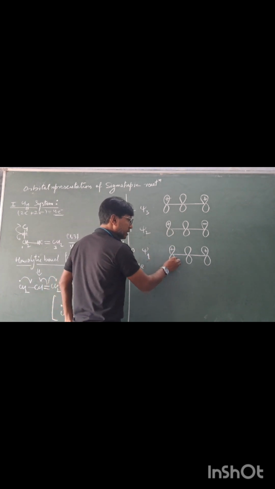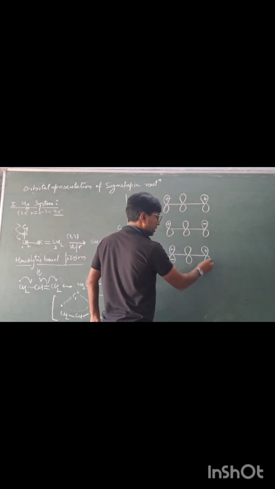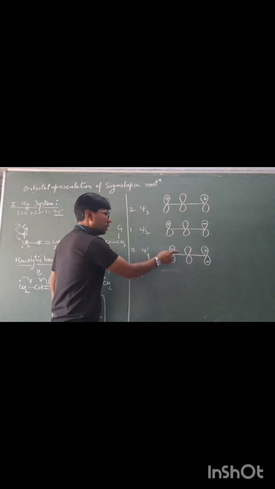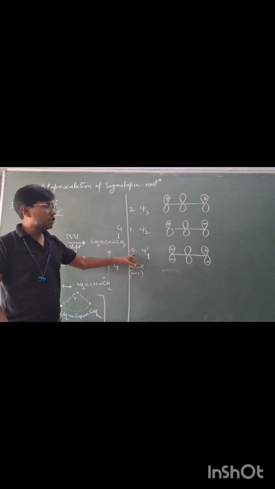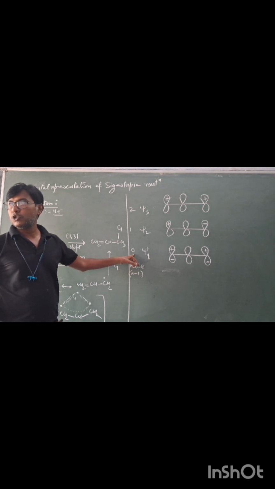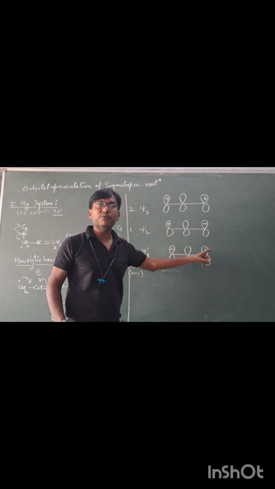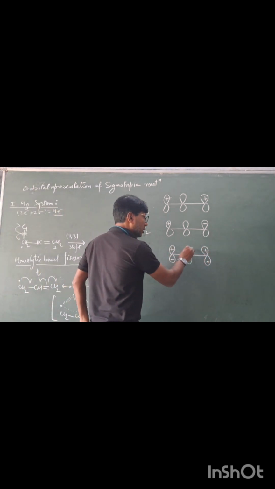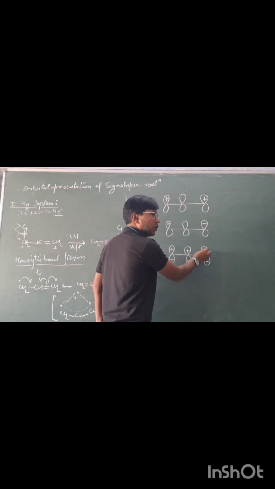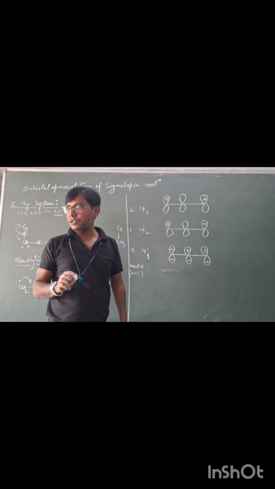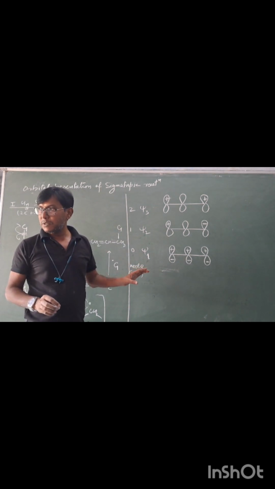This is plus, then this will be minus. This is plus, then this will be minus. What about the middle one? Since it has 0 nodes, 0 nodes means all the interactions are of bonding type. There is no node, therefore this will have plus and minus. Bonding interaction, bonding interaction. There is no plus minus condition. Clear? This much is clear.